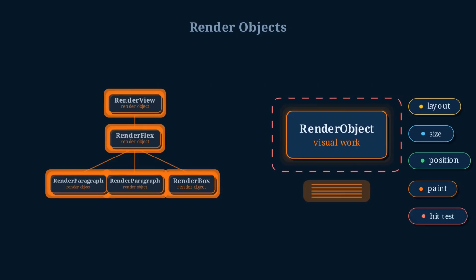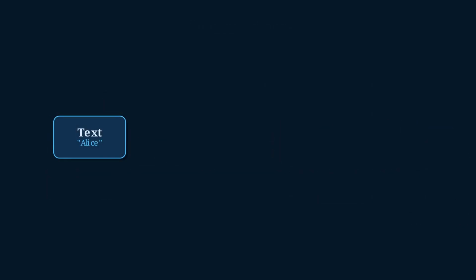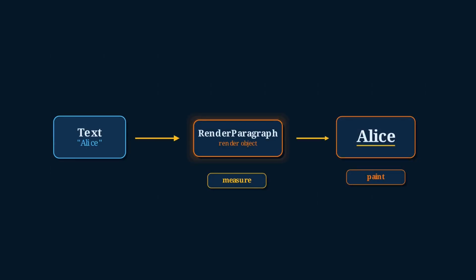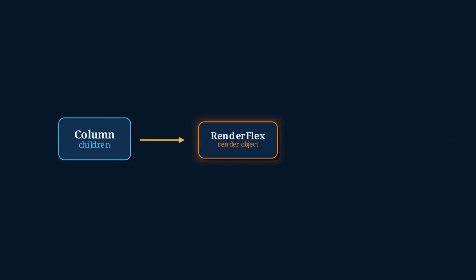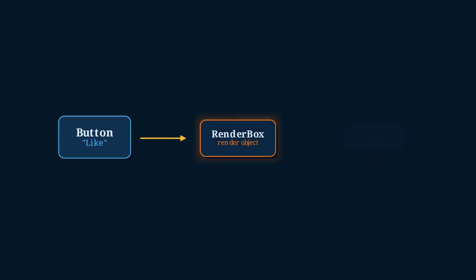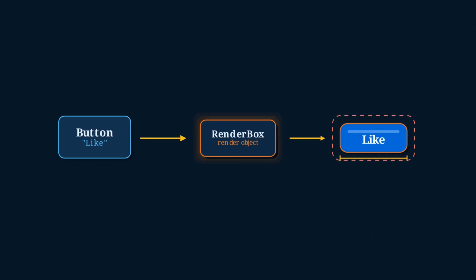For example, a text widget eventually needs something that can measure and paint text. A column needs something that knows how to arrange children vertically. A button needs render objects that define its size, shape, interaction area, and painting. So the render tree is where Flutter starts thinking about real geometry and pixels.